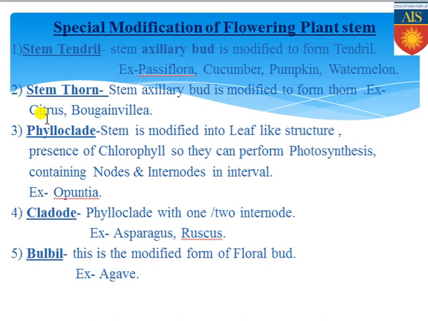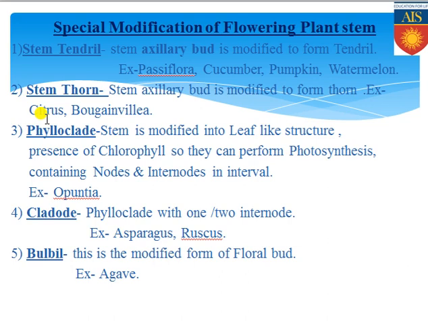If you come to the phylloclade, phylloclade is actually a stem which is modified into a leaf-like structure, and obviously chlorophyll will be present within that specific leaf-like structure so that they can perform photosynthesis, as well as they contain nodes and internodes at regular intervals. So this is the type of stem where the stem is modified into a leaf-like structure. That's why it is commonly known as phylloclade.